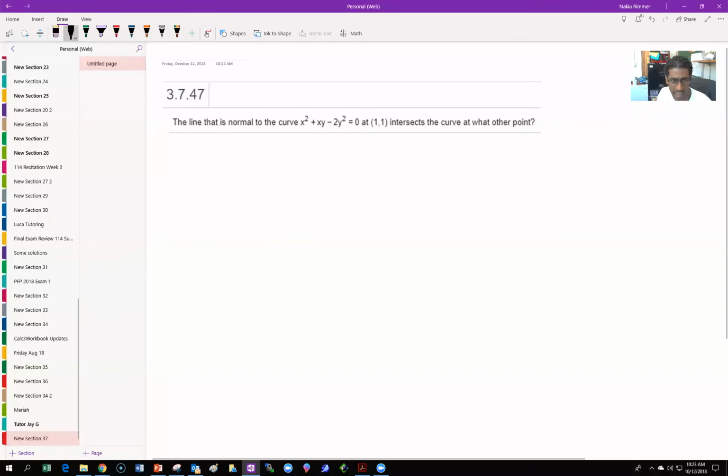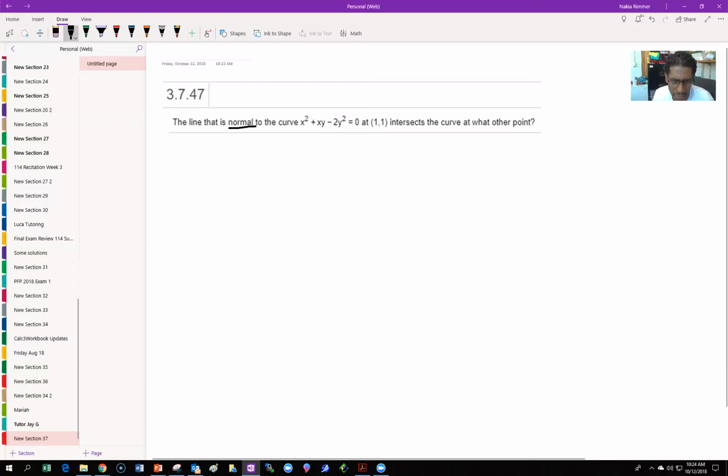Okay, this is a question asking about implicit differentiation, but not finding the equation of the tangent line, finding the equation of the normal line. There's two parts to this question. First, we should find the equation of that normal line, and then later on, they ask a second question, basically, which is find out where this normal line intersects the curve.